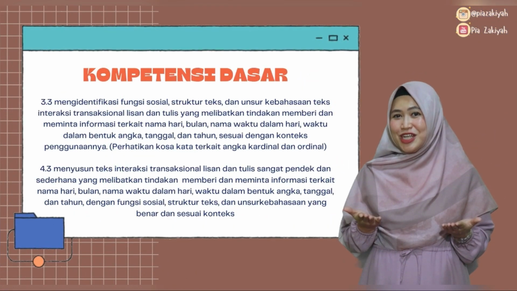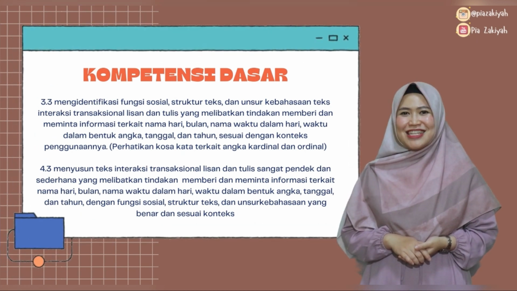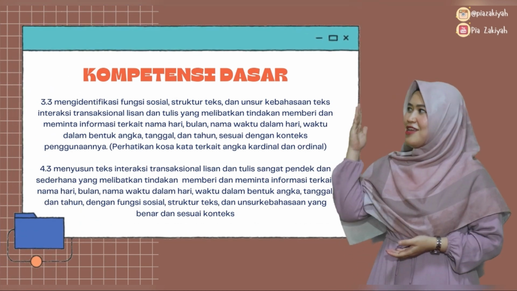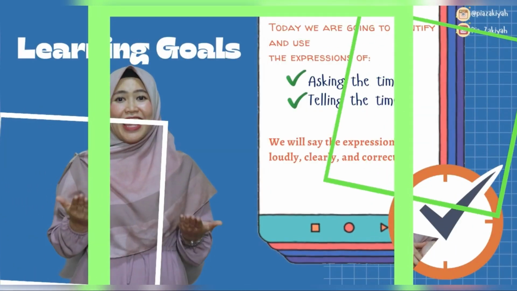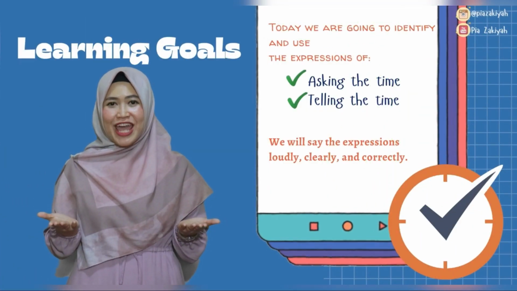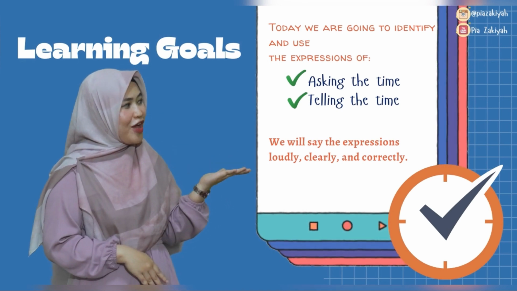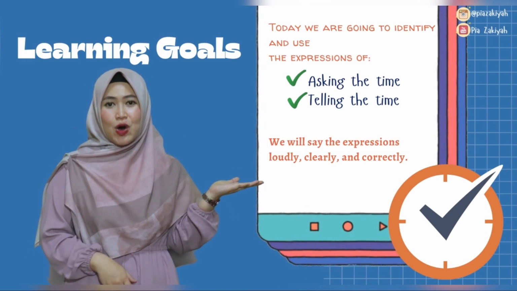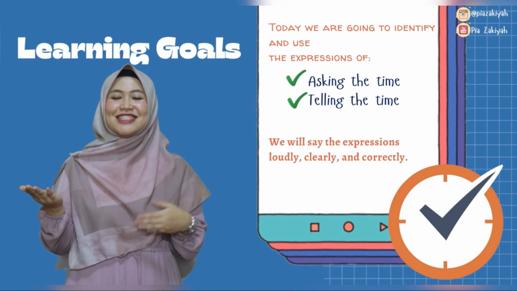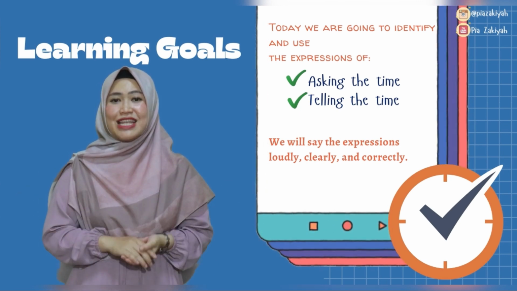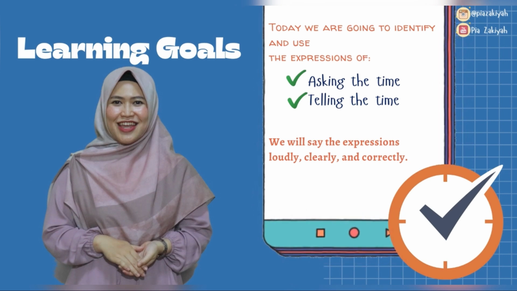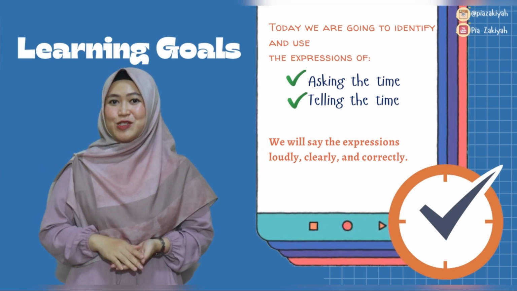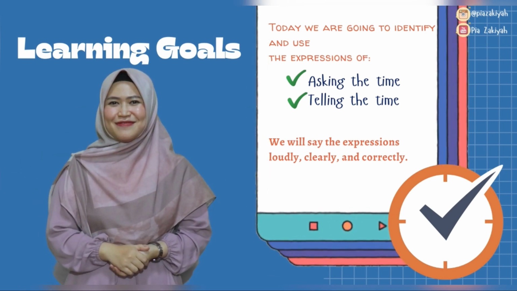Okay, for the next one, we move to the next session. Are you excited to learn today? Without further ado, let's start. So, these are our basic competence for today. And our learning goals for today are identifying and using the expressions of asking the time and telling the time. We will say the expressions loudly, clearly, and correctly. Keep motivated and also keep trying.